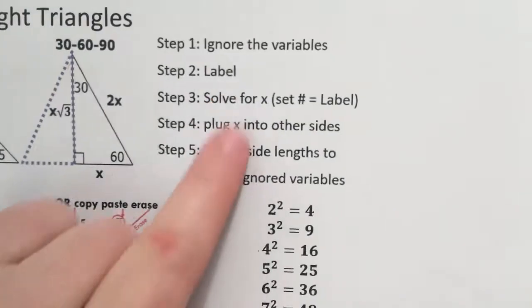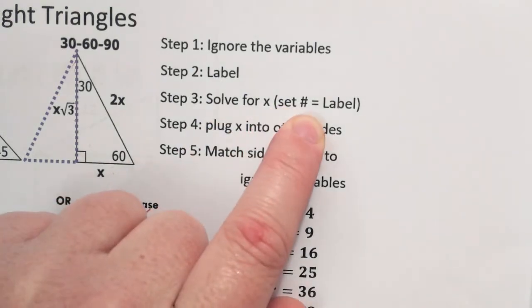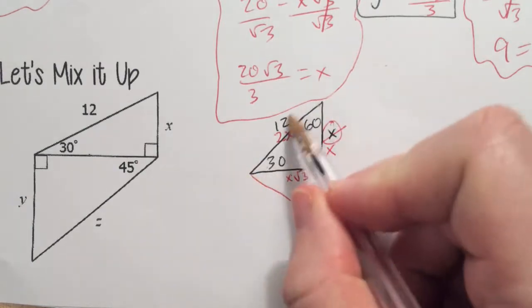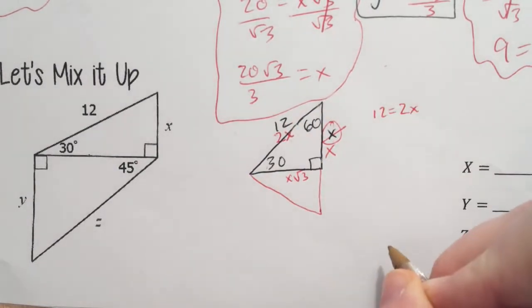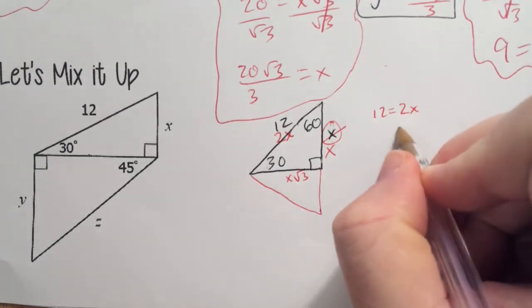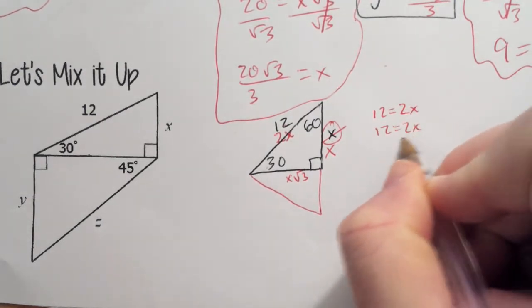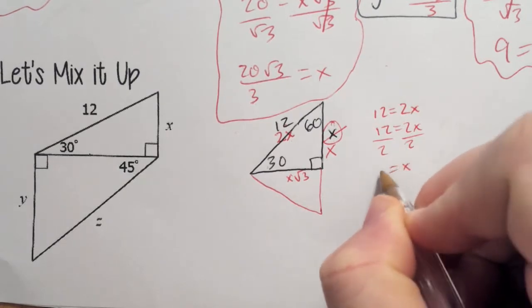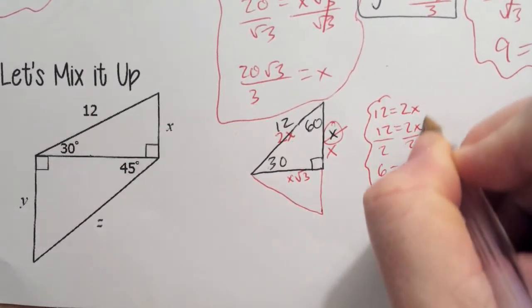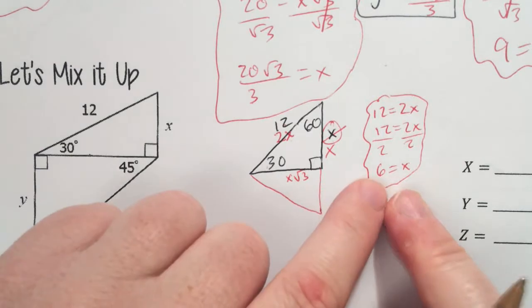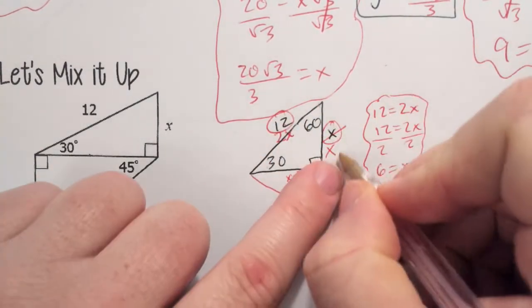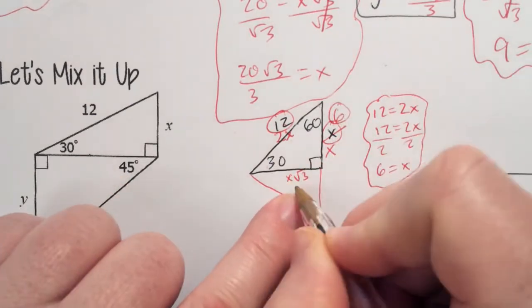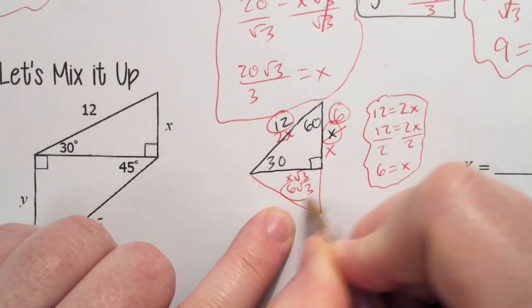Then step number 3, solve for x. Set the number equal to the label. What side had a number on it? 12. So 12 is equal to, what did you label it as? 2x. Solve. I would divide both sides by 2, just showing more work than I have to, and x is equal to 6. Everywhere that we see a red x, we're going to plug in 6. If I plug it in here, it goes right back to 12. If I plug it in here, this would be 6. If I plug it in here, this would be 6 radical 3.